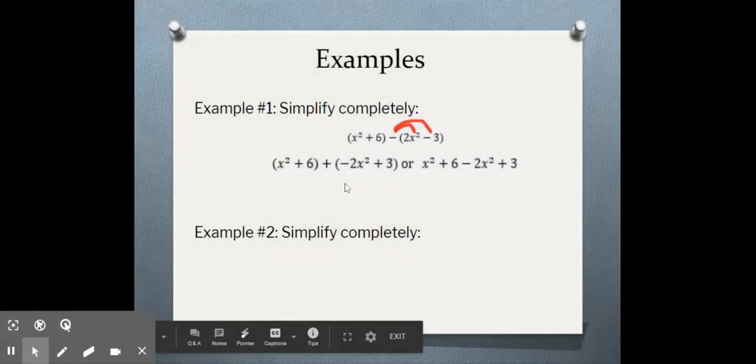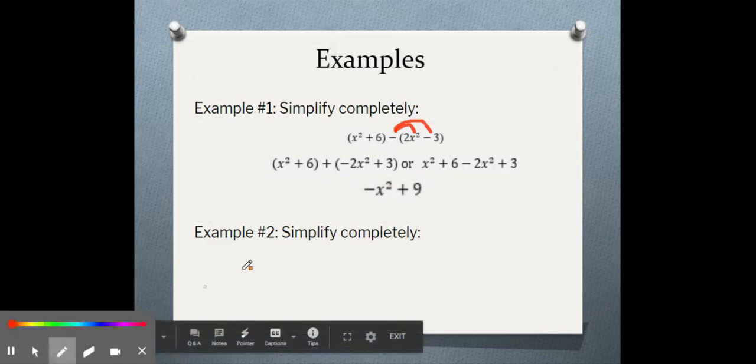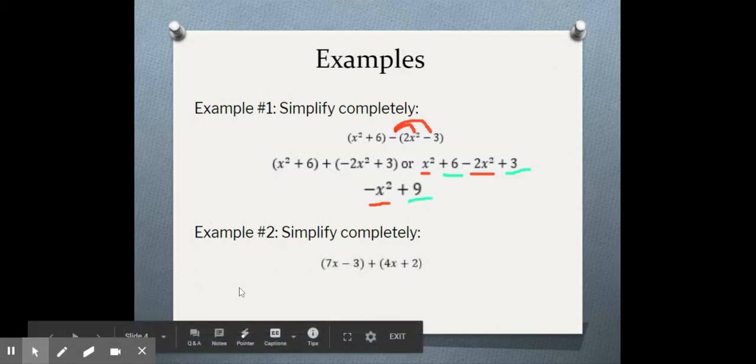Okay, so our next part right here, we're going to just combine like terms. I have an x squared and a negative 2x squared, so I get to combine those, and that leaves me with a negative x squared. And then I have my positive 6 and my positive 3, so that is going to give me 9.